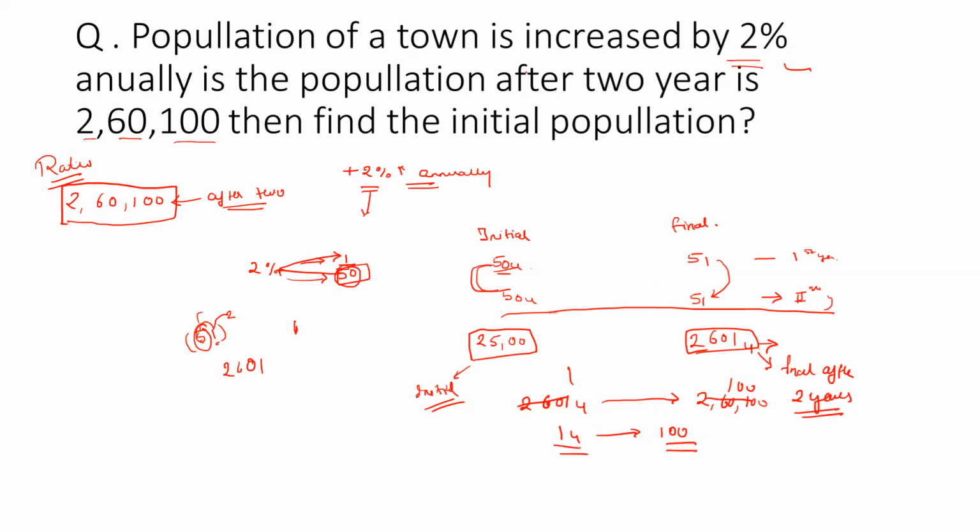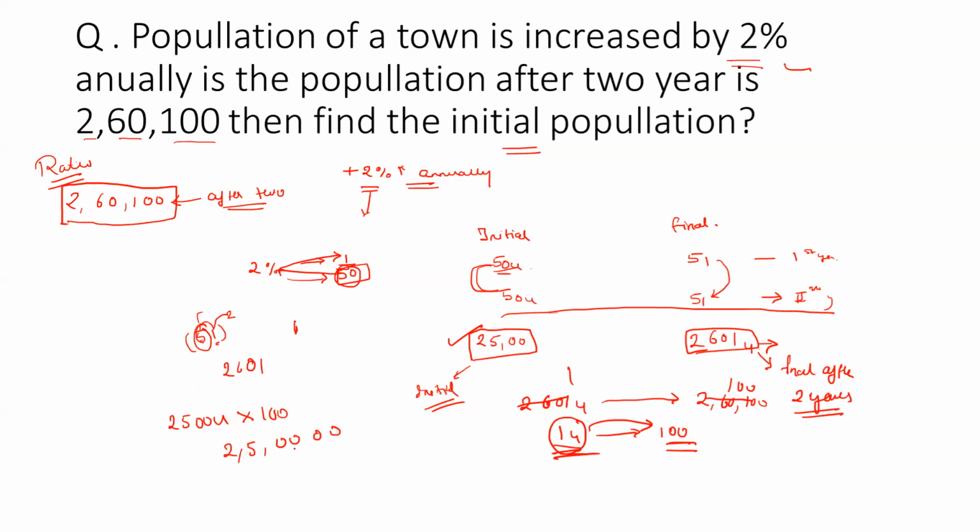So what I want is the initial population. I have the initial population in units, that is 2500, and I have the value of 1 unit, which is 100. So how will I calculate my initial population? It is the value of 2500 units, so 2500 into 100, because the value of 1 unit is nothing but 100. So 2500 into 100, I'll get 2 lakh and 50,000.